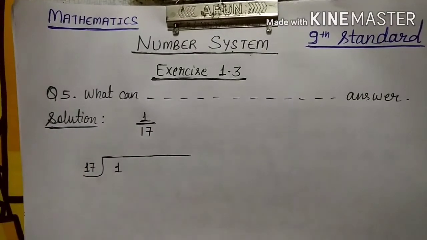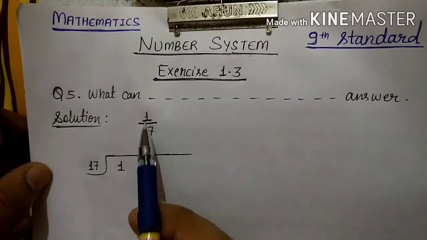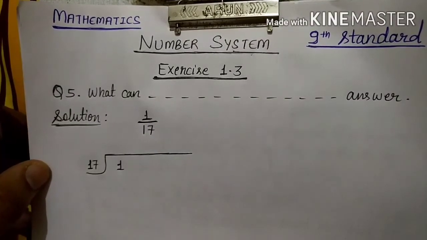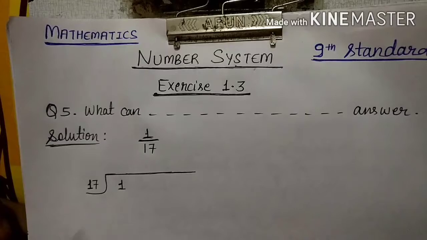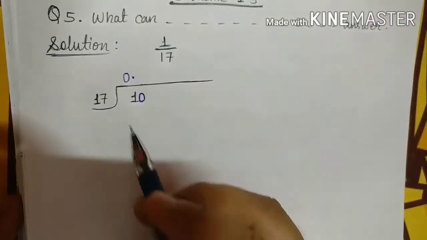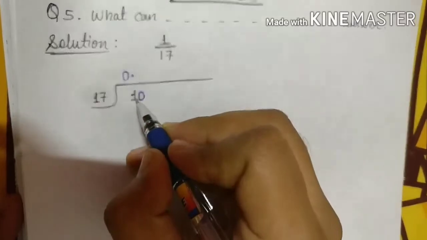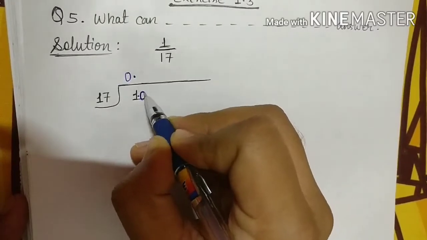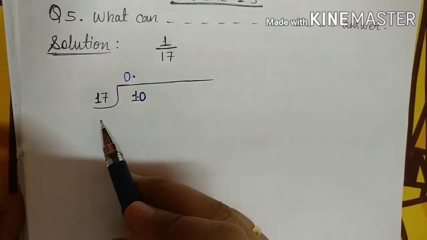1 divided by 17. As you can see, our numerator is already smaller than the denominator, so we can't divide 1 by 17. What we need to do here is take the help of decimals. We will put a decimal point and increase our 0, so from 1 it becomes 10. As it was 1, we put the point here and it becomes 1.0. Now we have to divide 10 by 17.